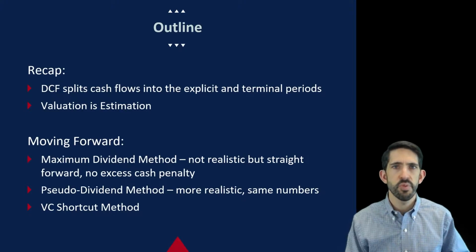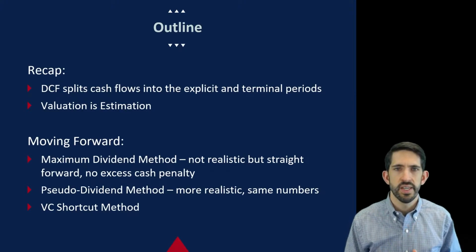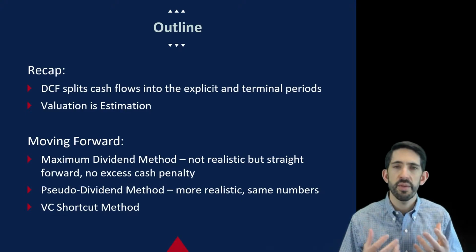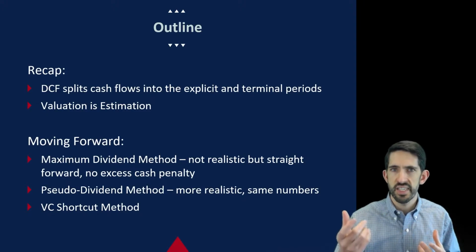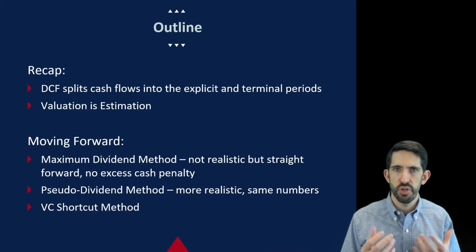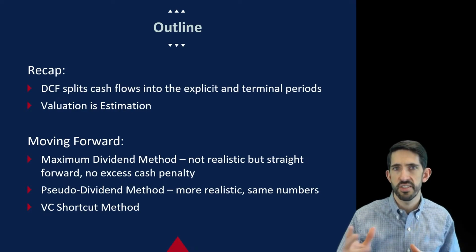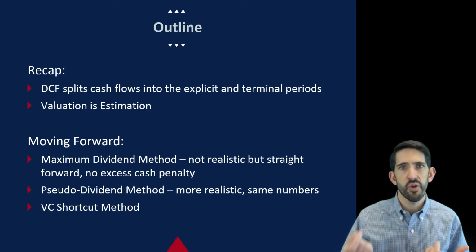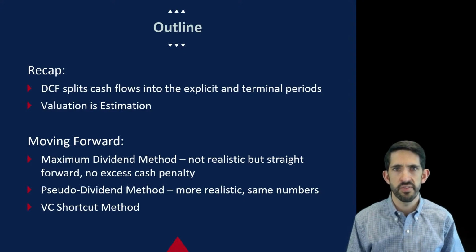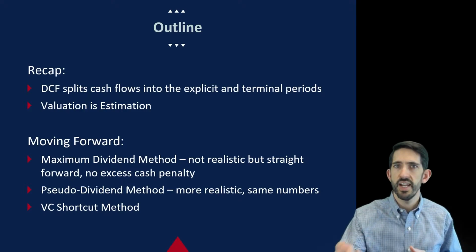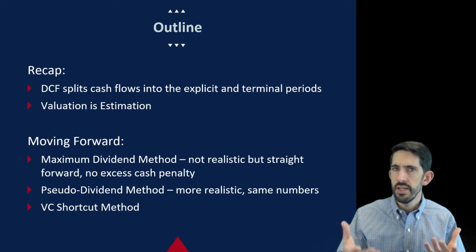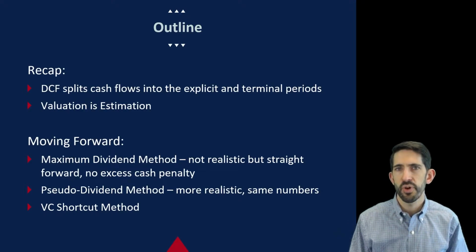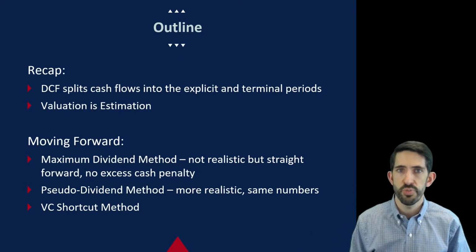So the maximum dividend method is going to be our first method. And that is going to think about projecting cash flows explicitly as dividends. So we're going to build the financial statements to assume we're paying out all excess cash as dividends. If we don't have enough cash, we're going to take that in as an equity issuance, which you could think of as a negative dividend. So we're going to have dividends in and out of the company every period. Not that realistic, but we're going to see how it works from a valuation perspective.